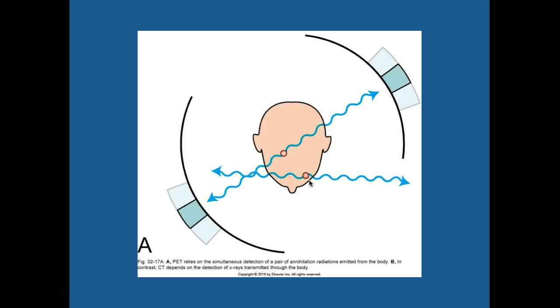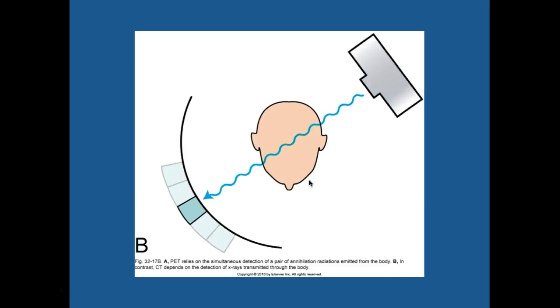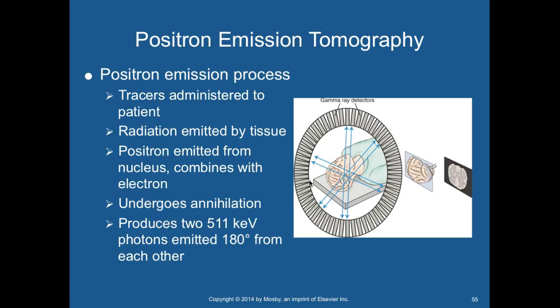Simultaneous detection of a pair of annihilation photons emitted from the body. So this is actually talking about the annihilation reaction of the isotope. So here's CT, so it scans through the body, and here's CT here.